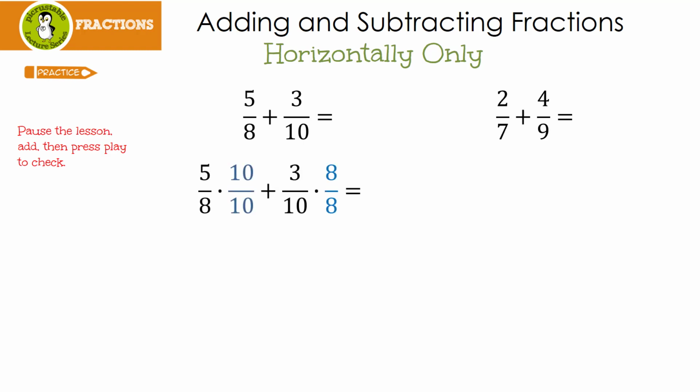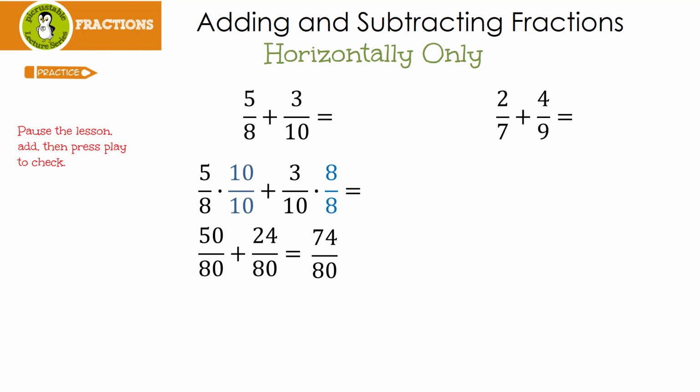In the first one, I'm going to multiply the fractions by each other's denominator. You can see that I took 5/8 times 10 over 10 plus 3/10 times 8 over 8. When I multiply, that gives us 50 over 80 plus 24 over 80. We're adding. We have a common denominator. Yay! So all we have to do is add the numerators or the tops. That gives us 74 over 80.